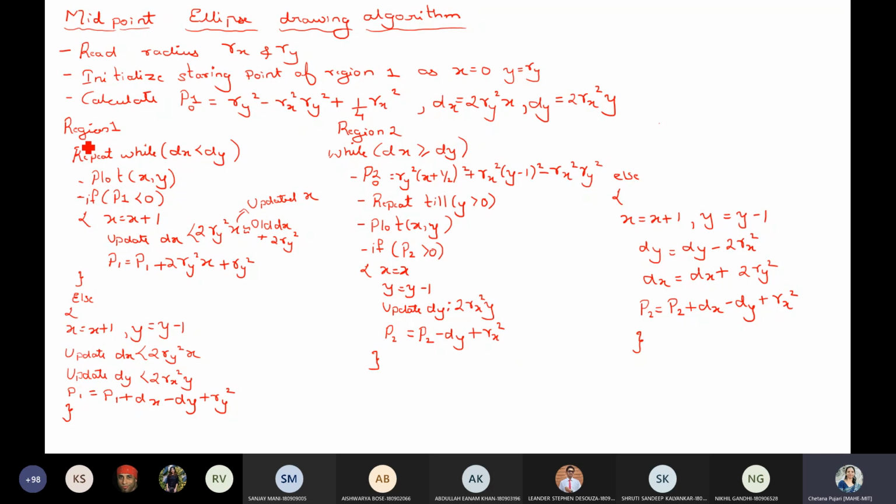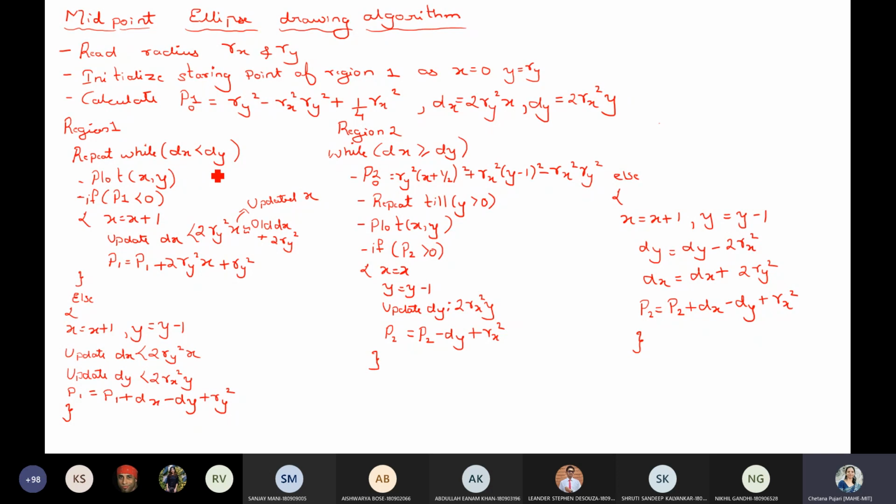So let's go to region 1. In region 1, first thing you are going to check: repeat while dx is less than dy. In region 1, the value of dx will be less than dy. When it becomes equal or greater, it means you are now going to enter region 2. Equal is the starting point of region 2, and then slowly dx is going to be incremented. Let's just continue with region 1 first.